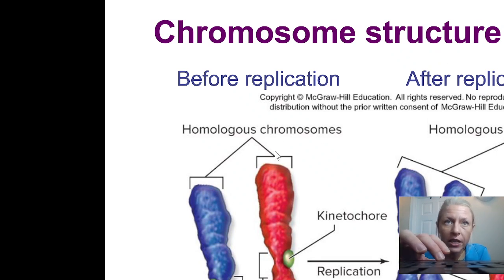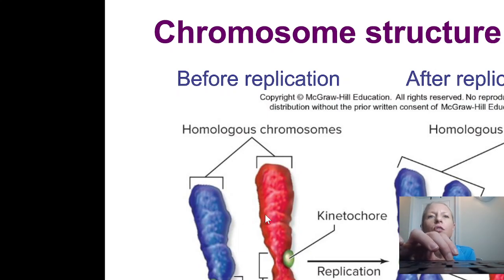So before replication, homologous chromosomes, remember, are just like one little chromosome by itself. And then they have these little kinetochore sticky protein buttons on them, and they have the center spot on them called the centromere. Kind of makes sense, in the center.